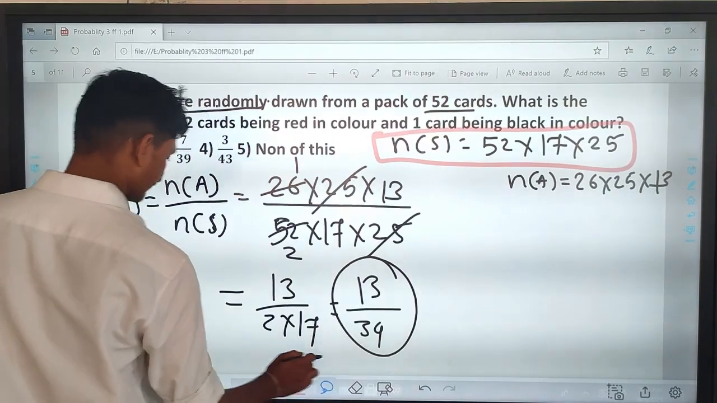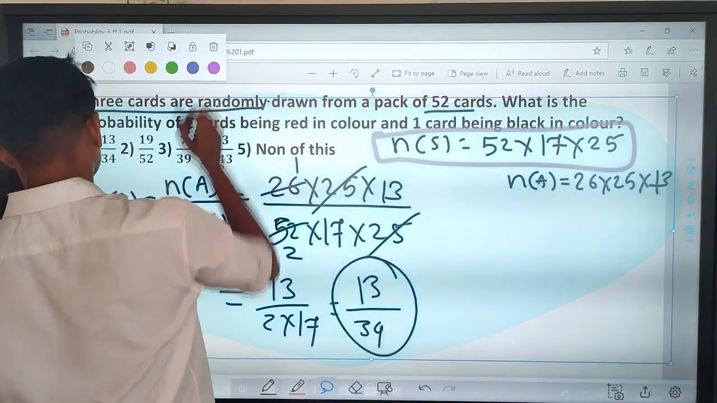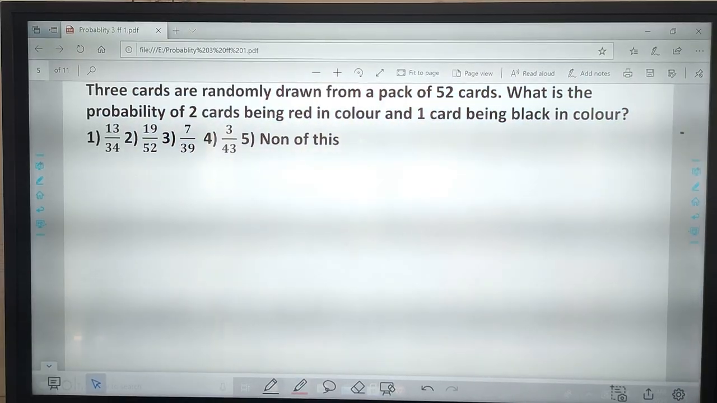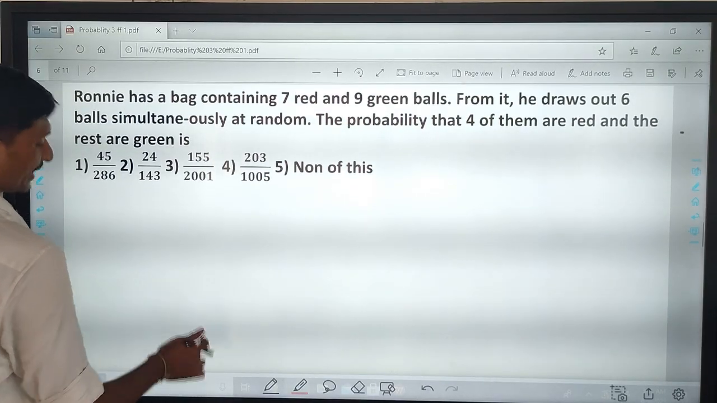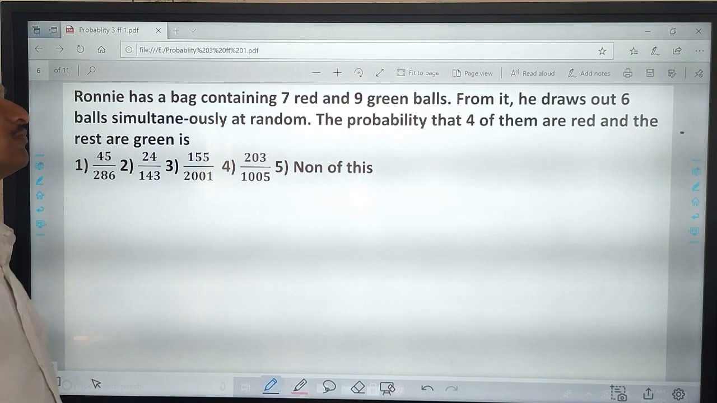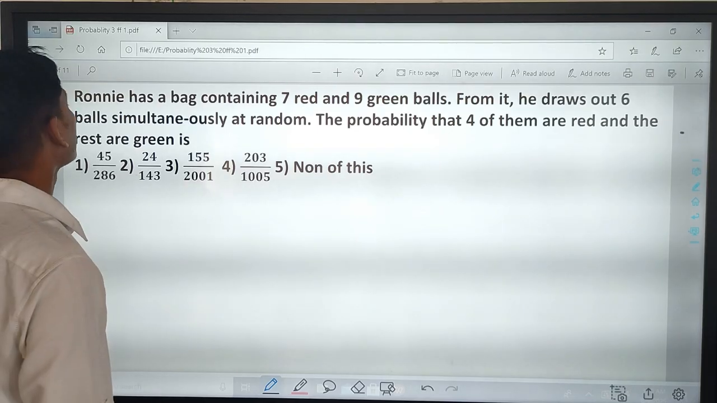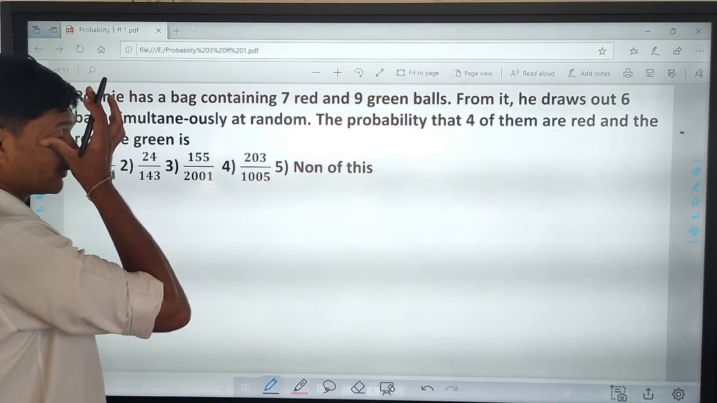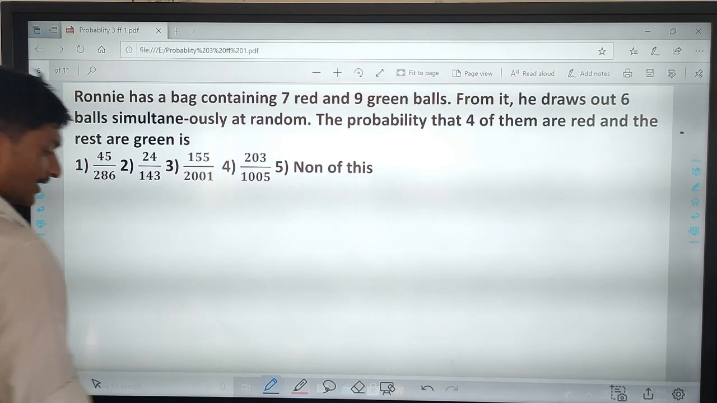Now next, Ronnie has a bag containing 7 red and 9 green balls. From it he draws out 6 balls simultaneously at random. The probability that 4 of them are red and the rest are green.